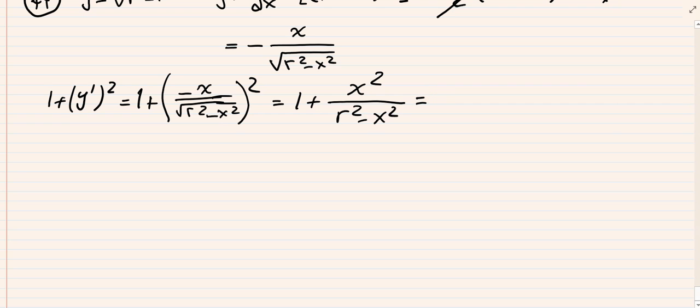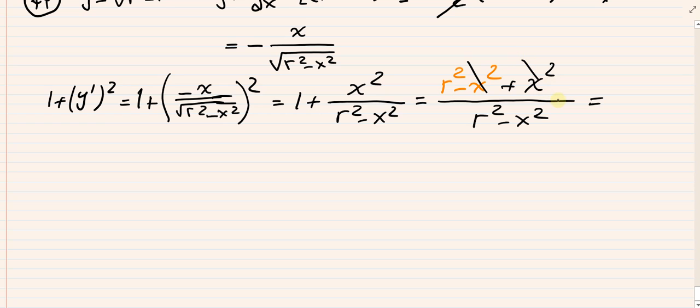And then the LCD here, again, this is the form of 1 that I'm going to write as r squared minus x squared divided by r squared minus x squared. See, that's the 1. That takes care of the 1. And then plus the numerator, which is x squared. And those are opposites, and all we have here is r squared divided by r squared minus x squared.